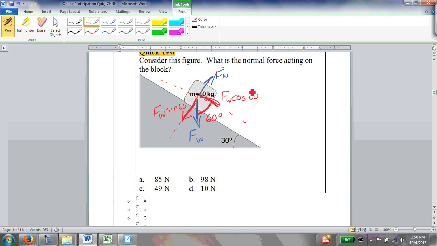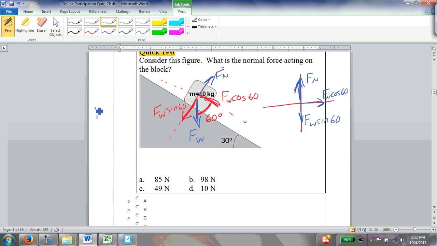All right. And then if I apply Newton's second law, sum of the forces in the y direction. Actually, let me go back and I'll redraw this so it's a little more clear. I'm just going to draw the vectors again. So I have the normal force here. It should be on the axis. Fn. I have Fw cosine 60. And I have Fw sine 60.